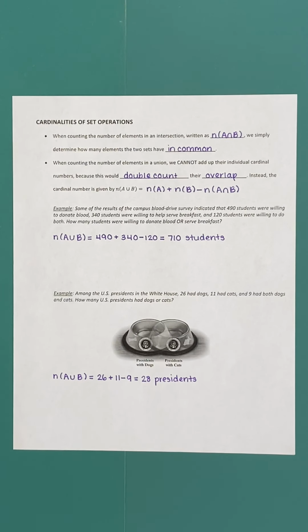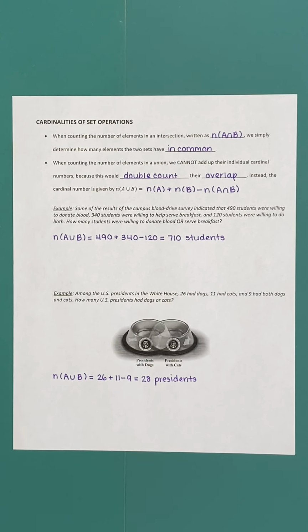Now, one distinction I want you to start making, you're going to have to be careful about wording. Notice it says 490 students were willing to donate blood. What it does not say is 490 students were willing to only donate blood. If you don't see the word just or the word only, something like that, that's telling you this set exclusively, then you have to assume something like 490 is a total.